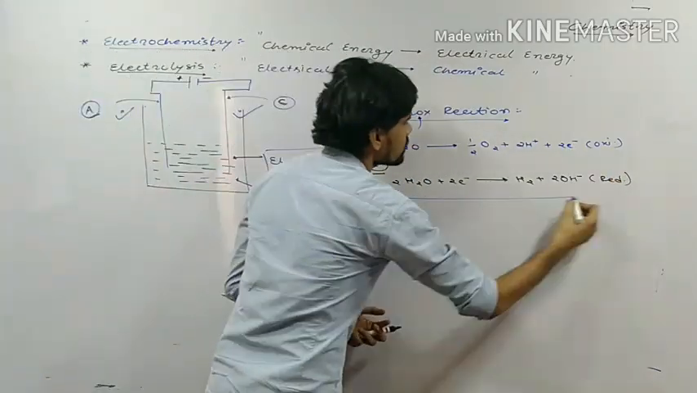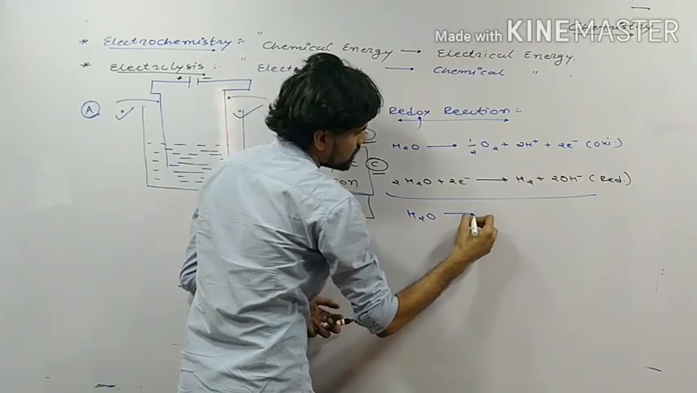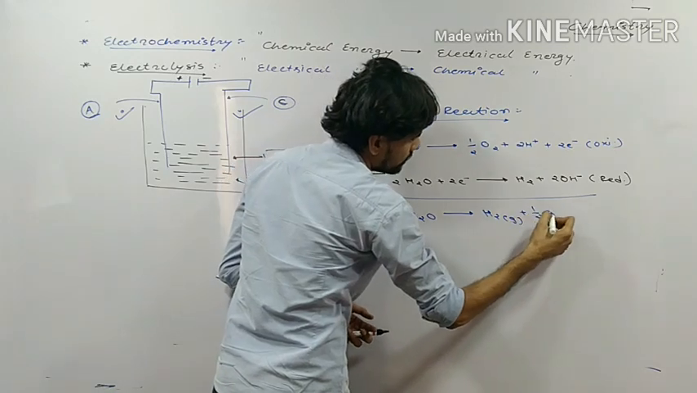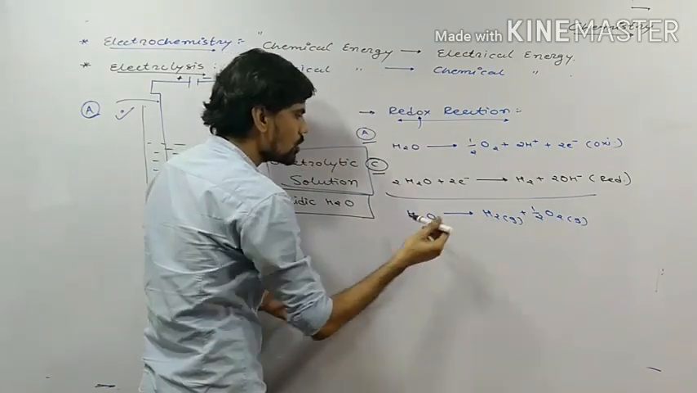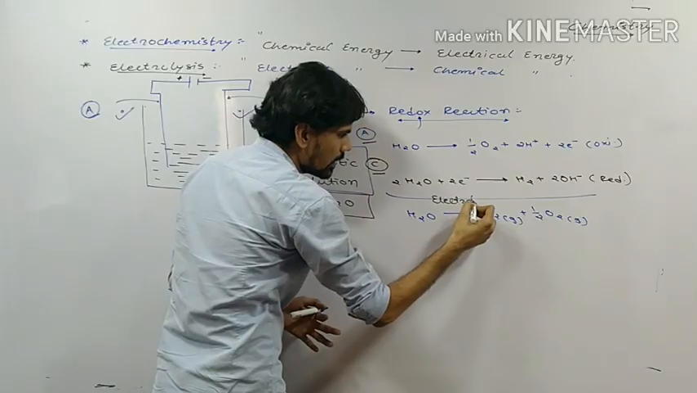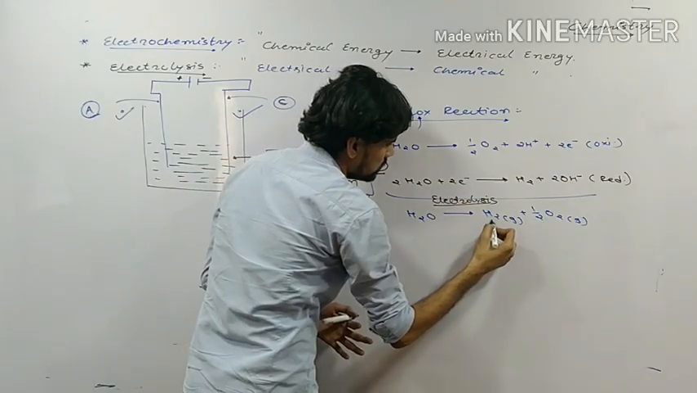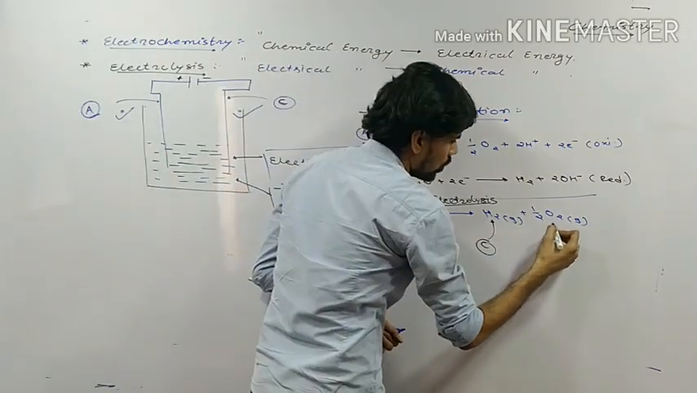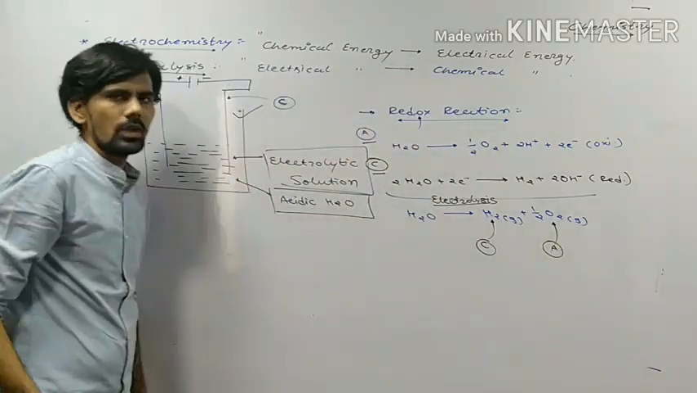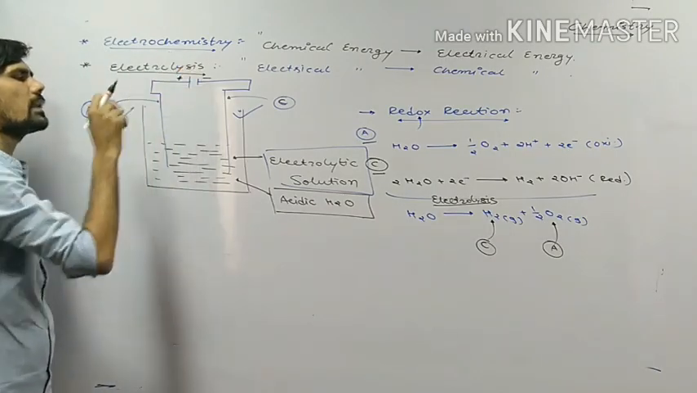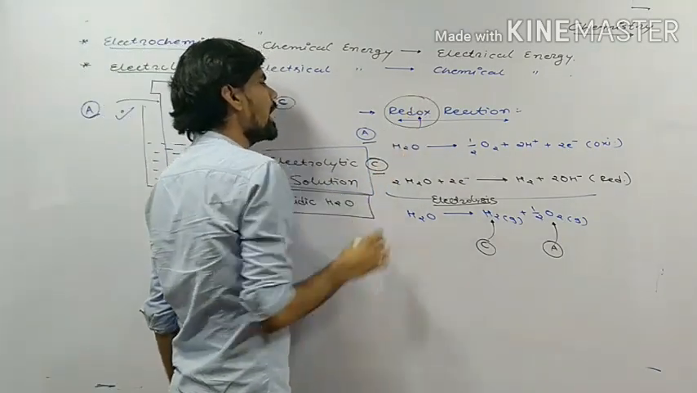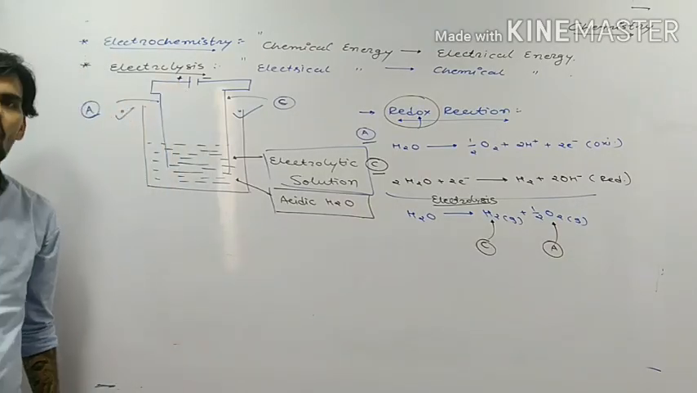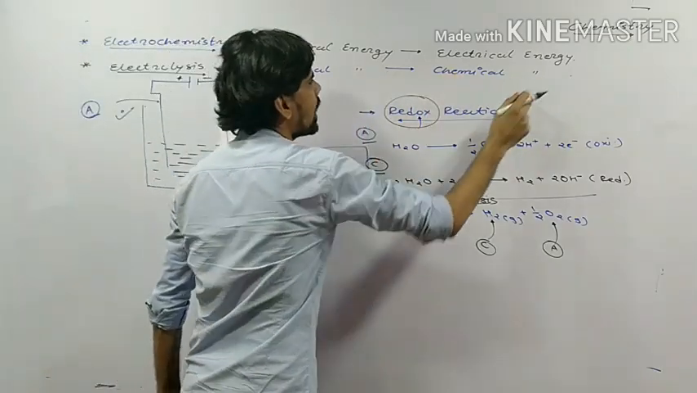On a final stage, H2O converts into H2 gas and half O2 gas. Because of electrolysis, H2O gives H2 on cathode and O2 on anode. The whole process is called electrolysis process, and electrolysis is a redox reaction, but here we are using electrical energy to gain chemical product. So here electrical energy converts into chemical energy.